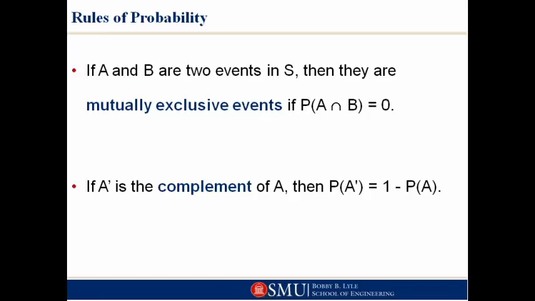If A naught is the complement of A, or not A, then the probability of not A is equal to 1 minus the probability of A. So if there's only 2 things that can happen, it can rain today or it cannot rain today. If I tell you there's a probability of 0.6 that it's going to rain today, then there's a probability of 0.4 that it's not going to rain. I'm not talking about snow or anything. It's either going to rain or it's not going to rain. That's all I care about.